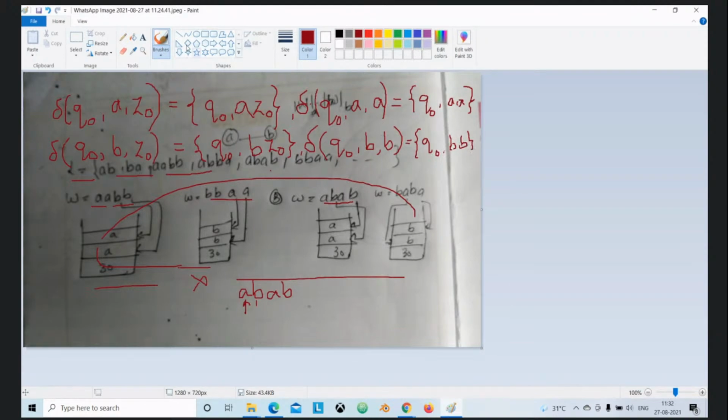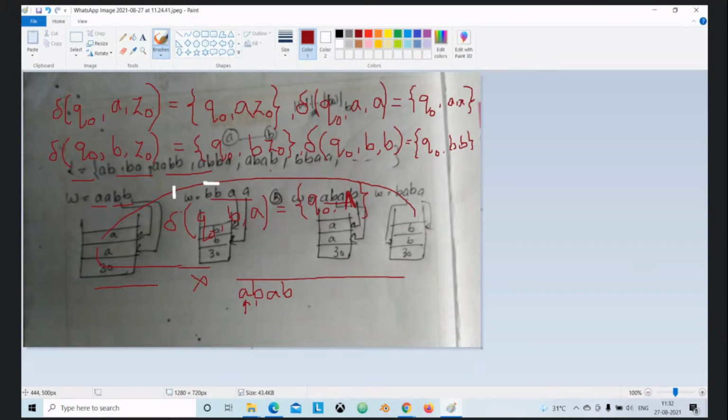There are a few more things. Oh, here I cannot rub it, so let me write. In Q naught, it can happen that we're reading a B and the top of the stack is A. Now what we need to do? We should pop. So we'll remain in the same state and do a pop operation. That will be represented by this empty symbol. This empty symbol is representing that pop operation.